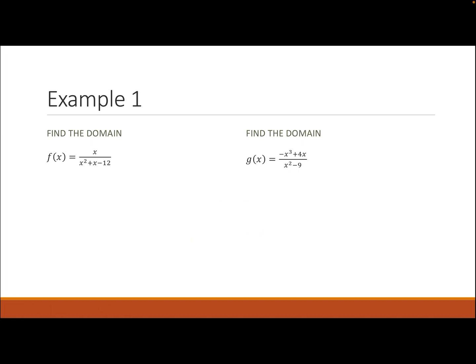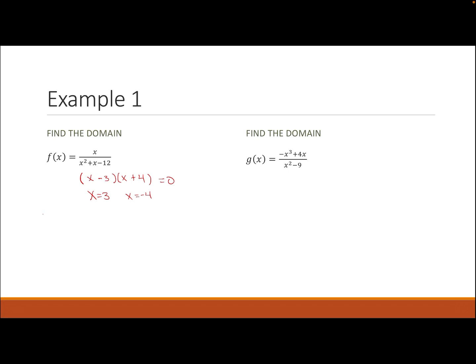So moving ahead, in our first example, we're going to find the domain of these two rational functions. A lot of it is going to require factoring. So for x squared plus x minus 12, we're looking for factors of negative 12 that add to be positive 1. That's going to be a negative 3 and a positive 4. So we set those equal to 0. We get x equals 3 and x equals negative 4. So our domain is all real numbers except those two values.